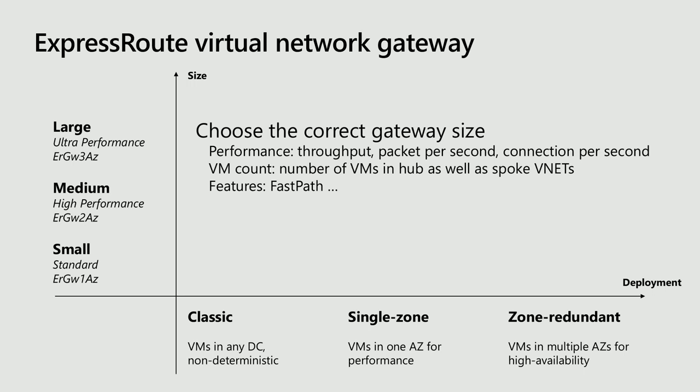Another thing is the features. Some features like FastPath are only available on ultra-perf gateway and the AZ gateway 3. And you will see we'll innovate more in the gateway in the future, and we'll make more features available on the gateway, and some features will only be available in certain SKUs.